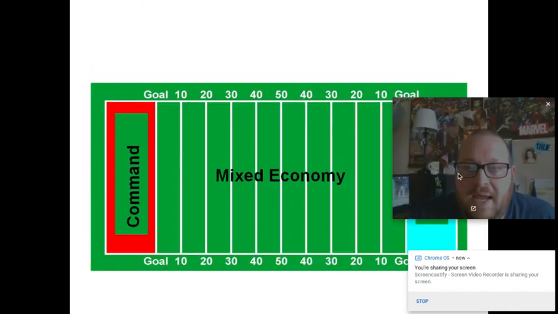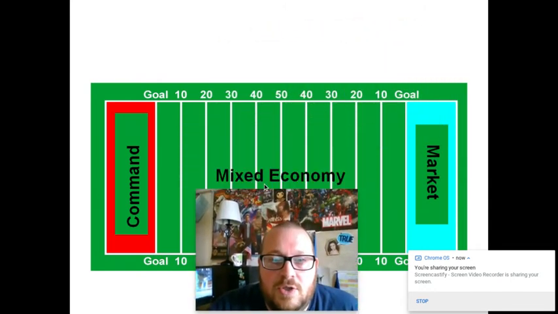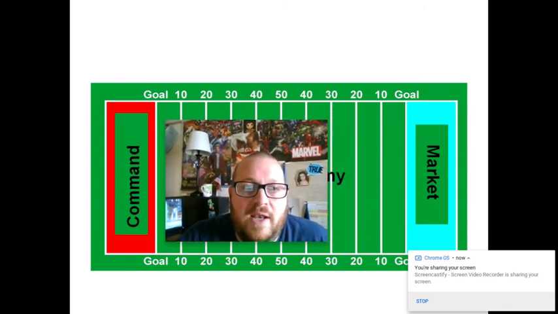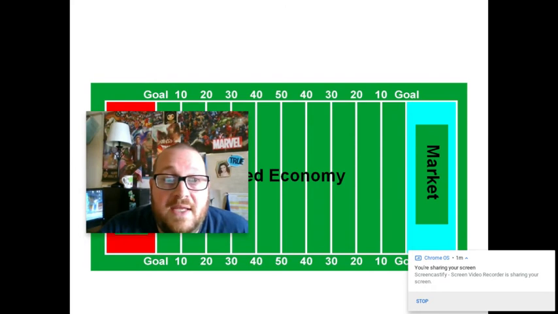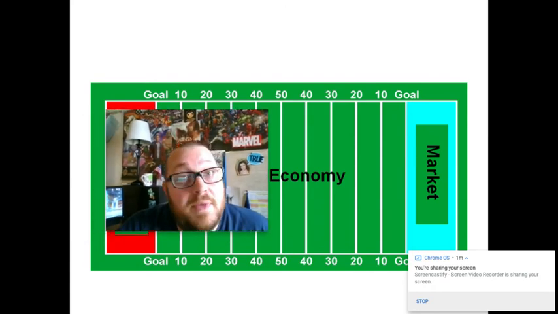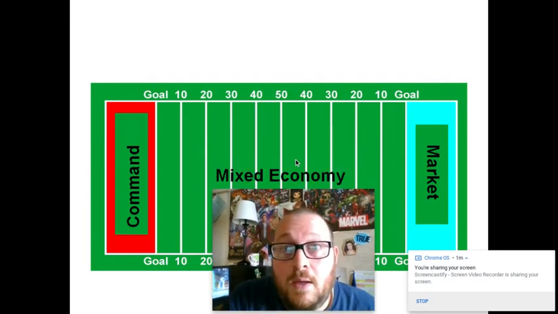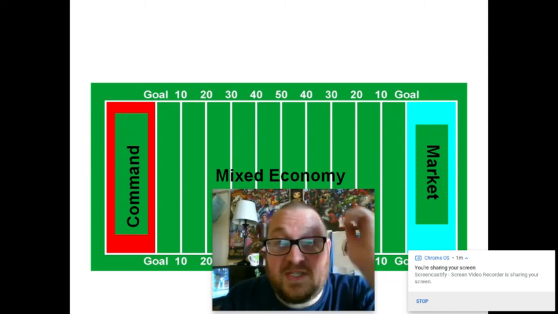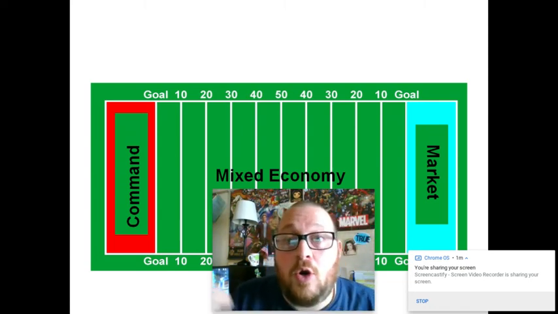There it is. You see command on one side and market on the other. If Mr. Duran is right here in the middle, then I'm mixed. Now, if I'm way over here on the 10-yard line, I'm still mixed, right? I'm somewhere still in the middle. I'm more towards command that way, but I'm not 100% command. There's really hardly any countries that are 100% command or 100% market.